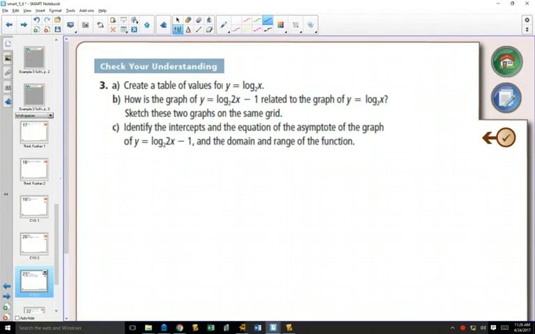Based on what we've done so far, we should already know what the graph of y equals log base 2 of x looks like. So we don't need to make a table of values, but if we wanted to, and it's not a bad idea to think about this, what are some values of x that we can plug in that we can evaluate easily? Give me a couple of values of x that work out nice for this equation.